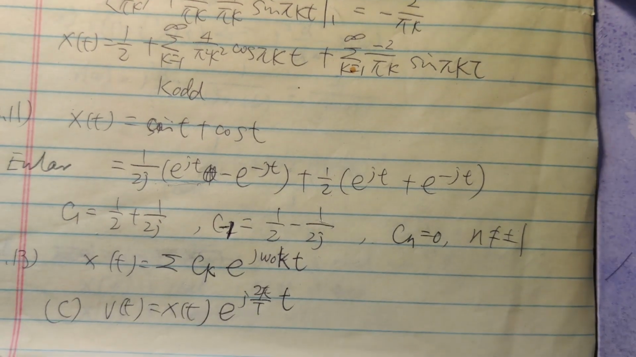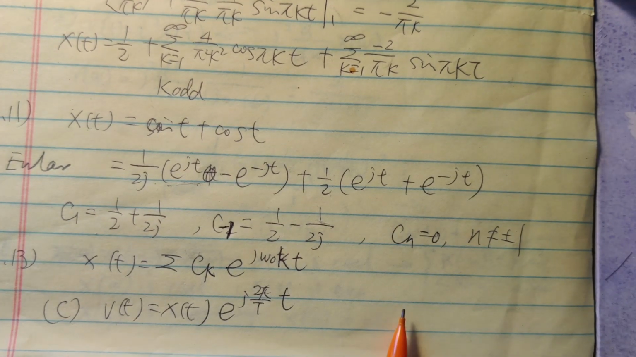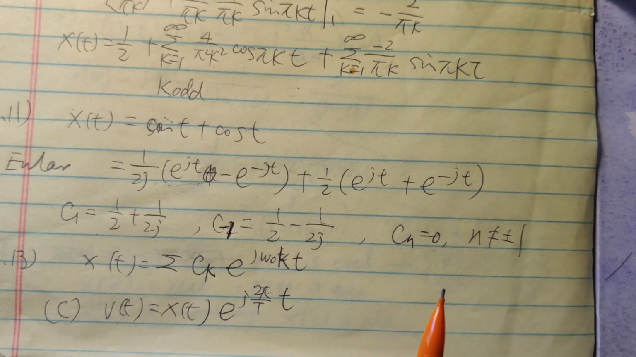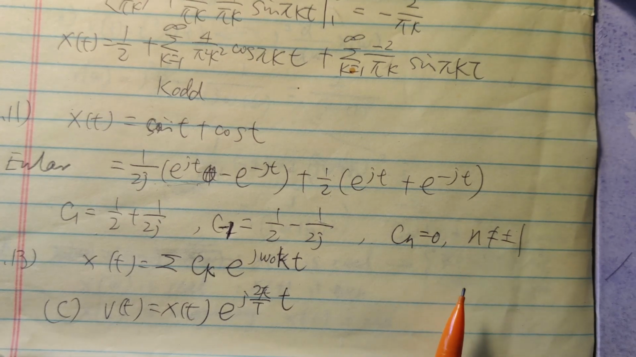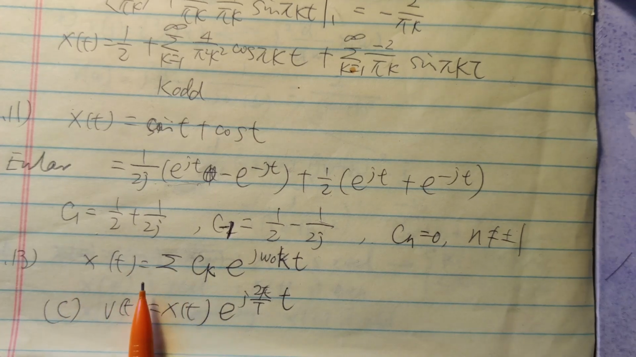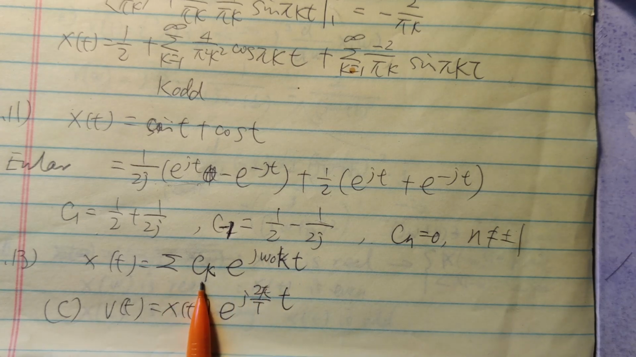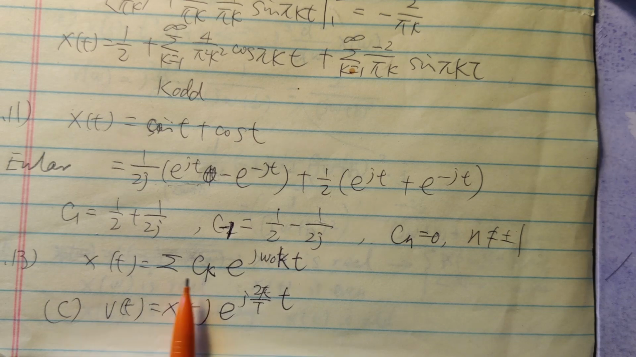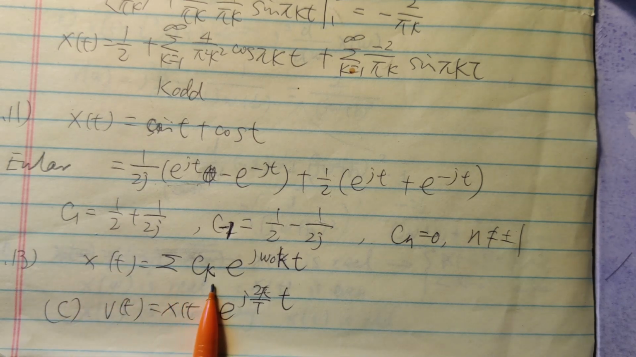Okay, number 3, based on the properties of Fourier series, we can solve some problems. So here is a hint for you. If we know x(t) is a linear combination of many harmonics, we call ck the complex coefficient for x(t). So this is your Fourier series.